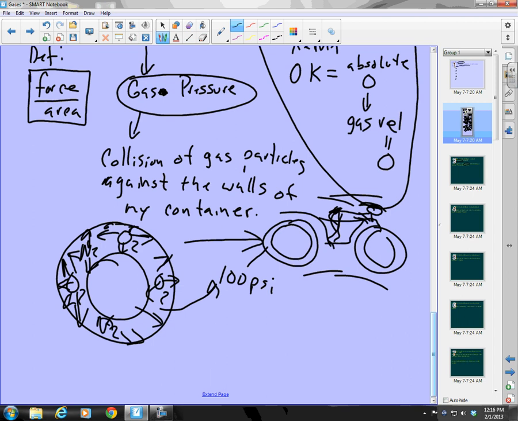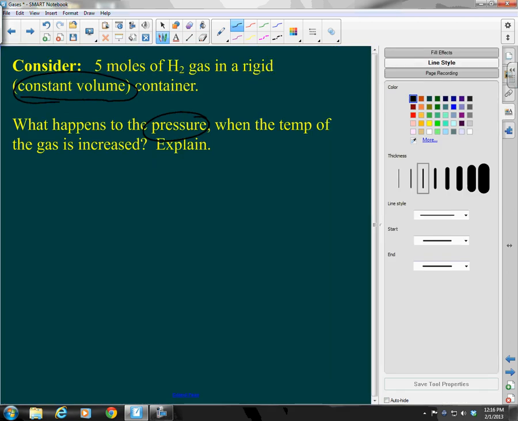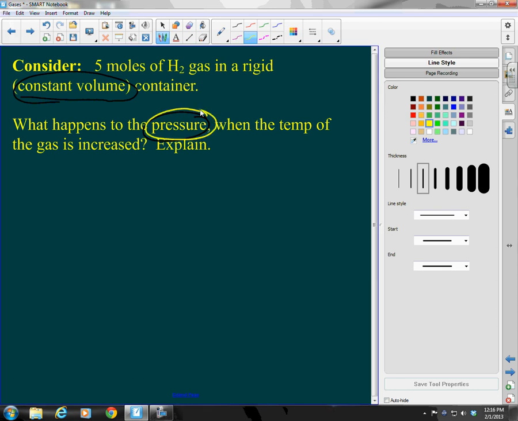So just remember that the cause of pressure for gases is the collision against the walls of the container. Good. And several things are going to affect that. So let us see one thing that's going to affect that. And to analyze this, we're going to go back to our assumptions in the kinetic theory. So we want to know pressure when the temp of the gas is increased.